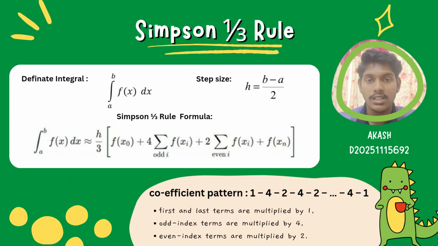The first and the last terms are multiplied by 1, the odd index terms are multiplied by 4, and the even index terms are multiplied by 2. The coefficient pattern follows 1, 4, 2, 4, 2, and so on, ending with 4 and 1. This formula is used to approximate the value of a definite integral. Next, you will see the sample question and the answer.